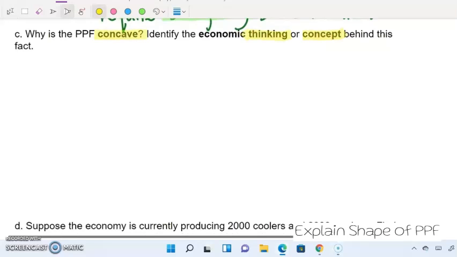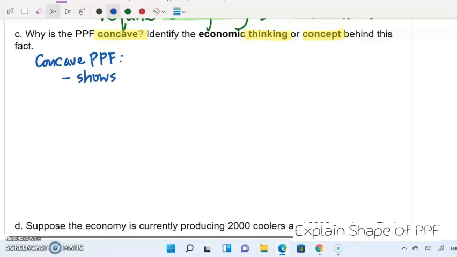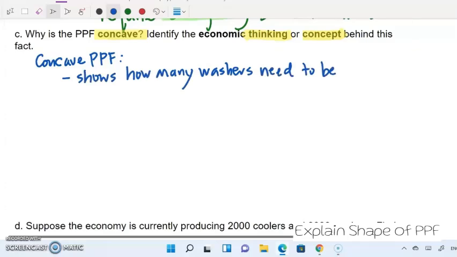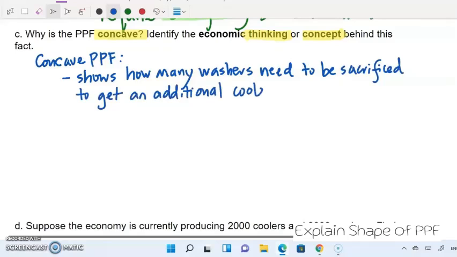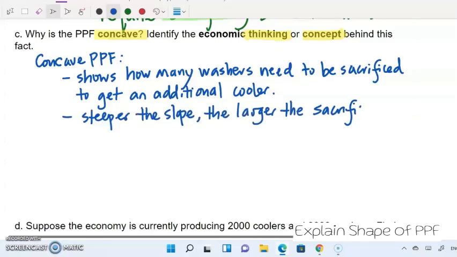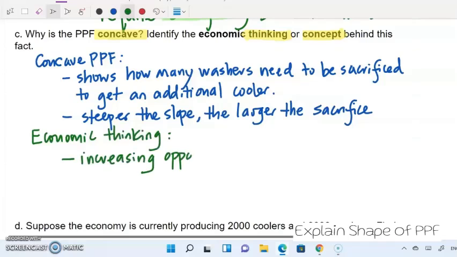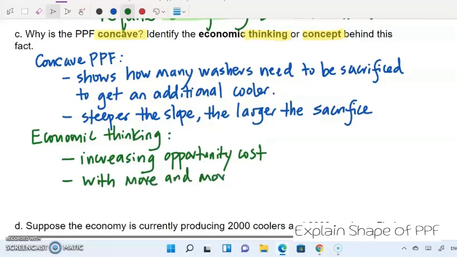Question 1c asks, why is the PPF concave? And what is the economic thinking or concept behind this fact? So the concave PPF shows how many washers need to be sacrificed to get an additional cooler. It's about the slope of the PPF. The steeper the slope, the larger the sacrifice.